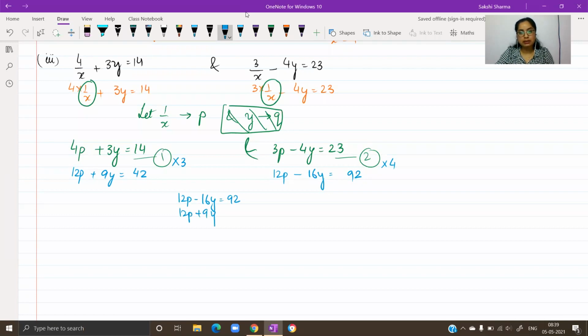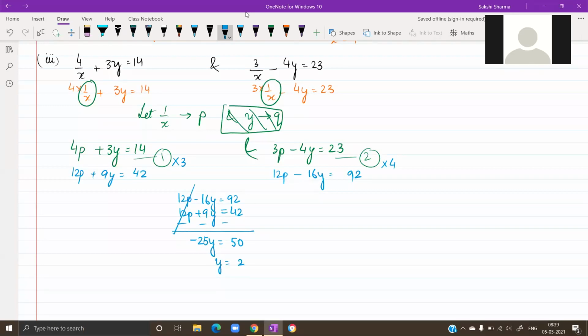12p plus 9y equals to 42. Subtracting these, the term containing p is eliminated. So you get minus 25y equals to 50. y comes out to be -2. Minus 2. What will be the next step?